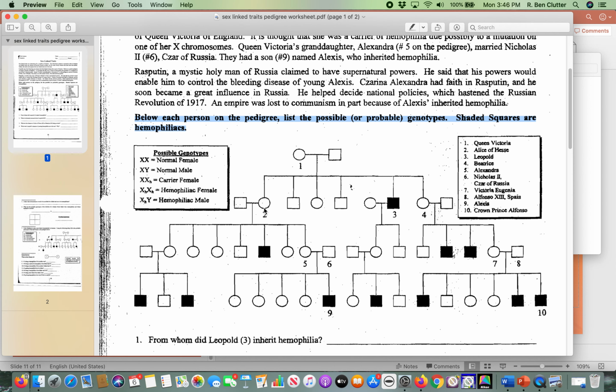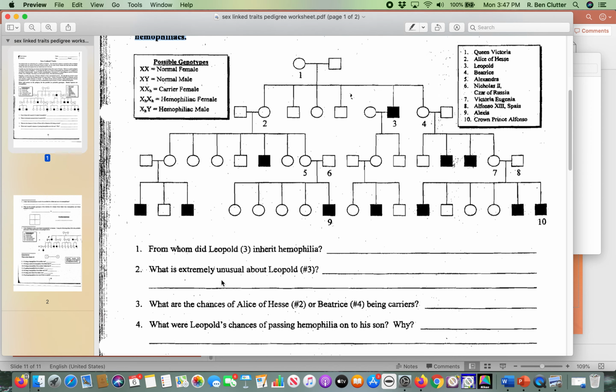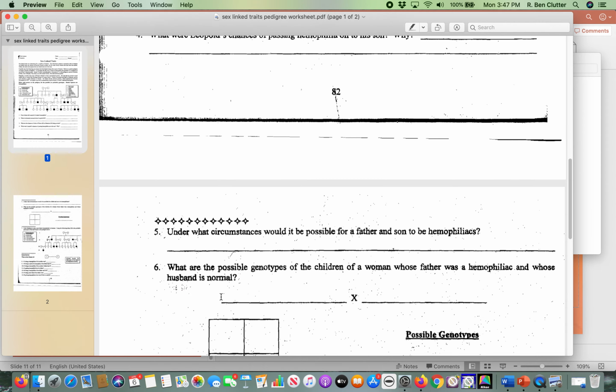We know that this person right here, number 2, is a carrier because she has a son that has it, right? So she's a carrier. Some of the daughters could be carriers, but we're not certain because, for example, this girl didn't produce any children, so we don't know if she's a carrier or not. So that's where you can put the XX question mark. It's either XX or XXh. All right, answer the questions.